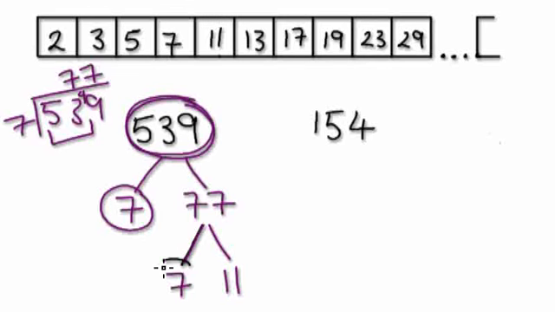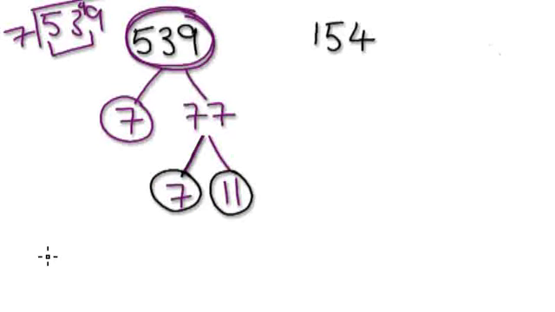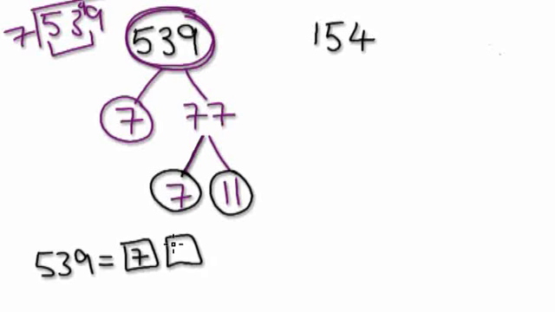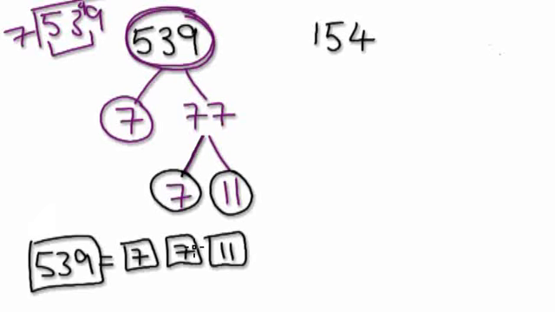Okay, so look at this here. This is your prime number. This is also a prime number. So now I've broken it up into 5, 3, 9. We can visualize 5, 3, 9 as 7 times 7 times 11. Okay, so here this number equals 7 times 7 times 11.